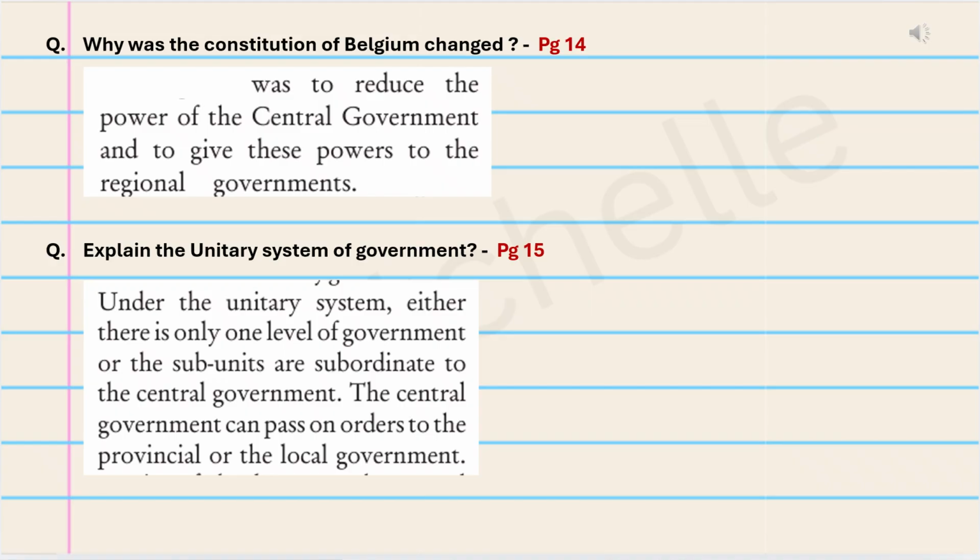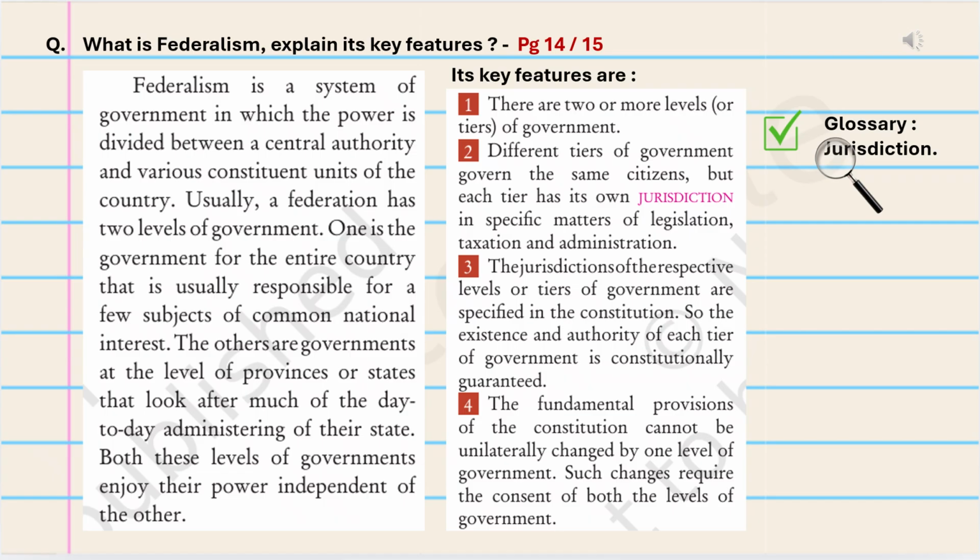So the first question on this slide is, why was the Constitution of Belgium changed? And the second question is, explain the unitary system of government on page 14 and 15 respectively. Just a quick note to add that depending on the version of the textbook you have, the page may vary. What is federalism and explain its key features? This answer starts on page 14 and continues to page 15.